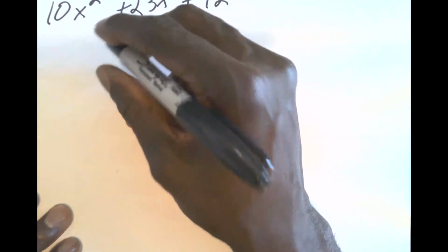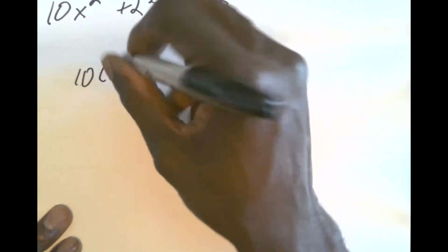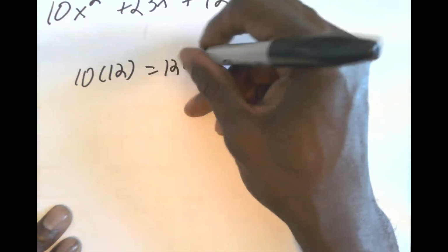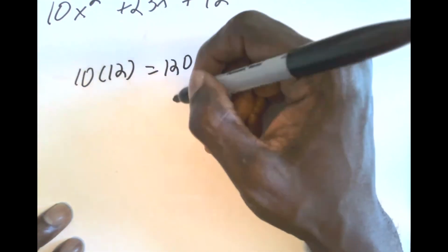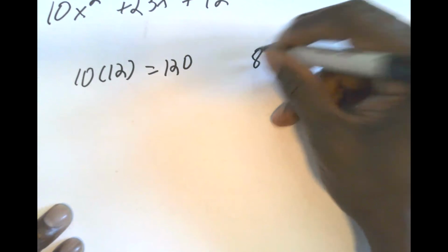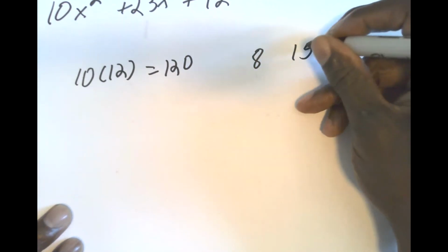This one has a few more factors. Now this one only has two pairs of factors, 10 and 1 and 5 and 2. But hey, we got what we got. So let's find the product of AC. That's 10 times 12. That's 120. And so I want two numbers that multiply to give me 120 and add to give me 23. That would be 8 and 15.